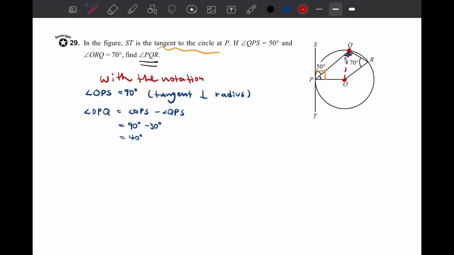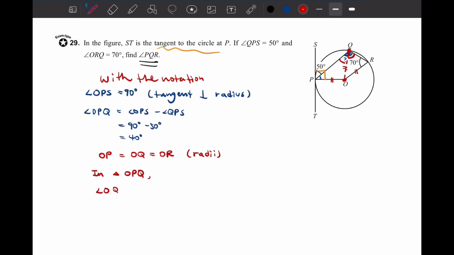So you realize after I join, I think I just mentioned PR. It should be joining OQ. So after I join this line, you can see that this line is actually the radius. So OP is equals to OQ is also equals to OR because all of them are radius. And when you know this, then it means that these two lengths are the same, so therefore you can see this angle and this angle because of the base angles isosceles, and at the end you add them up together will be your PQR.